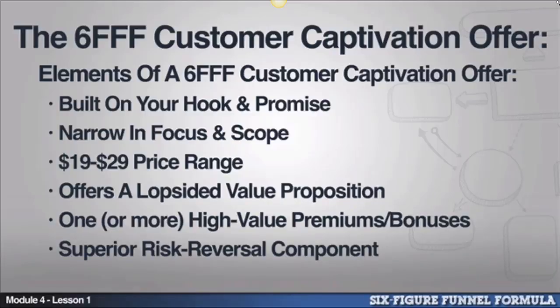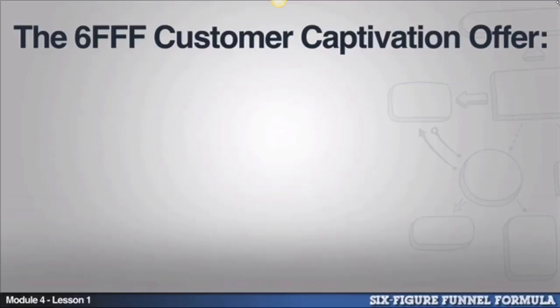And then finally, the last element is that it's got a superior risk reversal component. And so this, at its most basic level, is your guarantee, your money back guarantee. And it's superior because we want to, as we talked about in module 1, look at the different offers that are out there in the competitive landscape, look at the risk reversal component, the guarantee, and you want yours to be a bolder, bigger, better guarantee, a bigger, bolder, better risk reversal statement. And so those are the elements of your 6-figure funnel formula customer captivation offer.